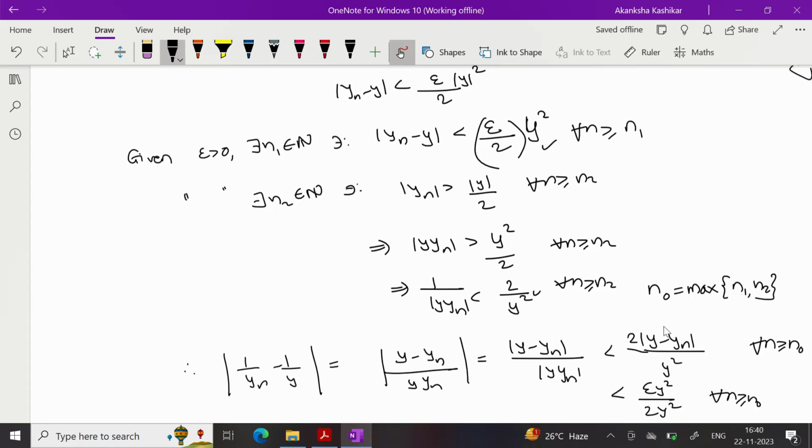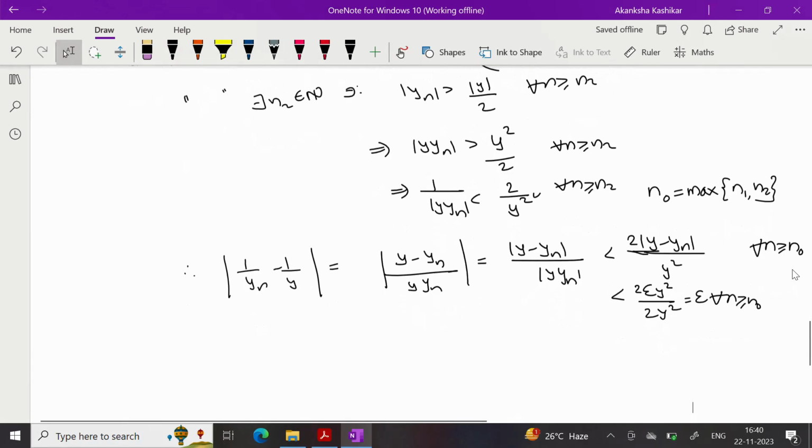So here we have used the fact. In the first step I have used the fact that 1 by mod yn is less than 2 by y square. And in the second step I have used the fact that mod y minus yn is less than epsilon y square by 2. So I'll be left with just epsilon because the 2 will get cancelled, y square will get cancelled, and hence we have proved that for every n greater than or equal to n0, mod of 1 by yn minus 1 by y is less than epsilon.